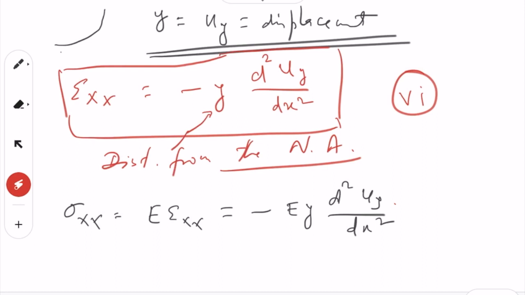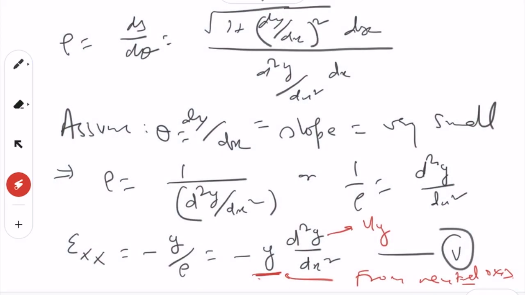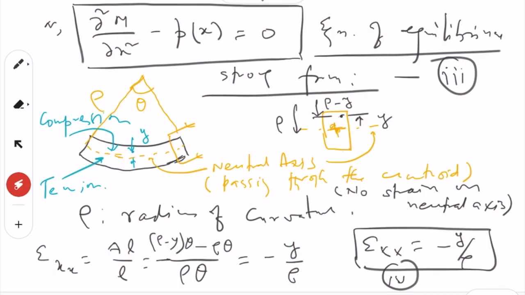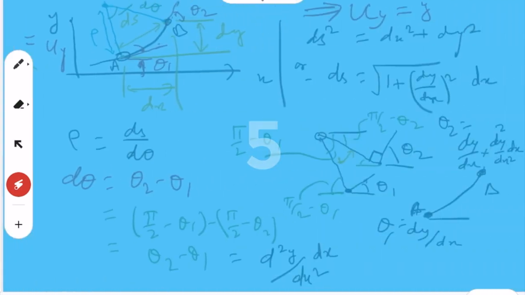Still, we are not able to relate it with the original equation. The strong form was like this one, right? So d square M over dx square minus p x. We have not got M basically, so we have to find out M.